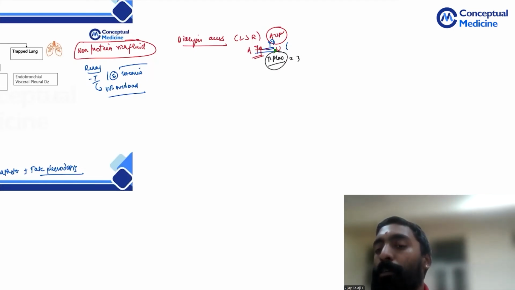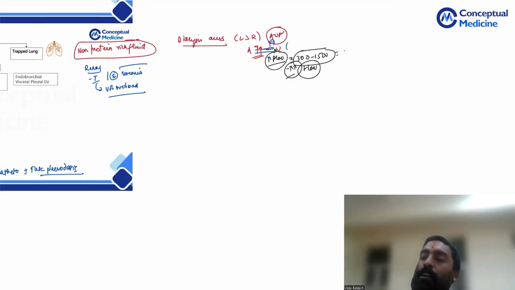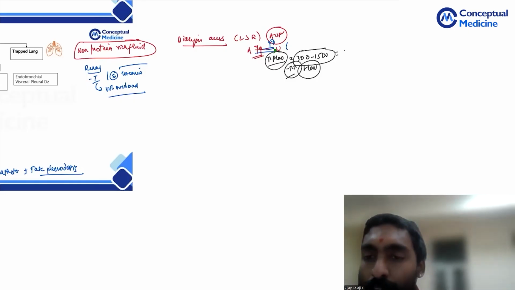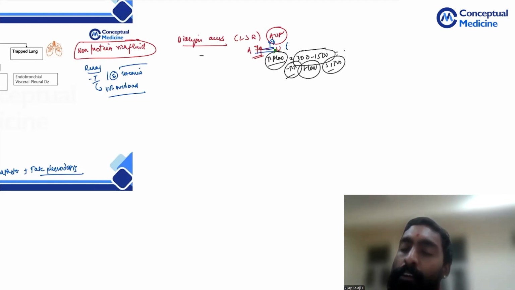Normally, the flow across the fistula will be 300 to 1500. If the flow rate is more than that, you can pick up on a Doppler signal. You just put an ultrasound, and you will get this flow. If the flow rate is more than 1500 with a unilateral transudative effusion, which is predominantly on the side of the dialysis access, you can diagnose it as a dialysis access catheter related effusion.